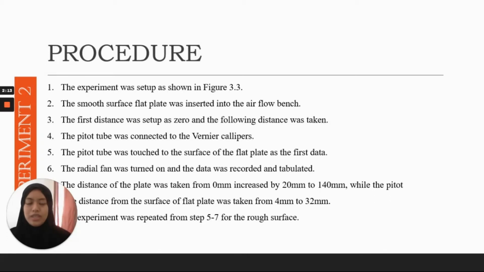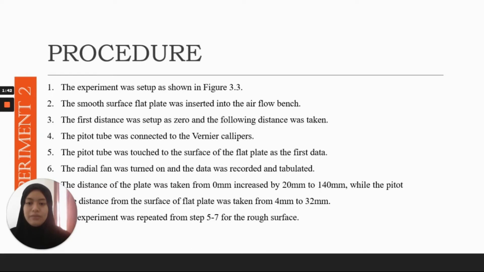The experiment was set up as shown in figure 3.3. The smooth surface flat plate was inserted into the airflow bench. The first distance was set up as 0 and the following distances were taken. The pitot tube was connected to the vernier calipers. The pitot tube was touched to the surface of the flat plate as the first data. Next, the radial fan was turned on and the data was recorded and tabulated.